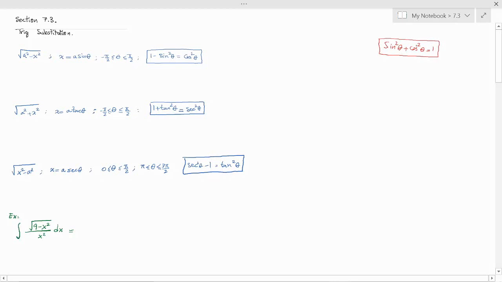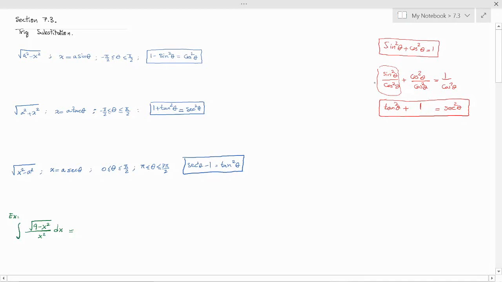The other one is a consequence of this. If you divide every term by cosine squared, for example, you'll get sine squared theta divided by cosine squared theta plus cosine squared theta divided by cosine squared theta equals 1 divided by cosine squared theta. Therefore, what you have here is tangent squared plus 1, cosine squared divided by cosine squared, and 1 divided by cosine squared is simply secant squared theta. So we have an identity of tan squared plus 1 equals secant squared.